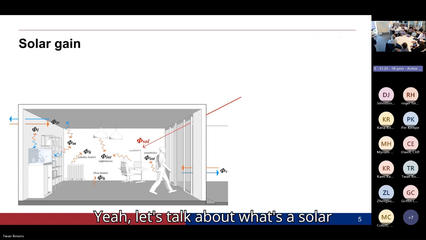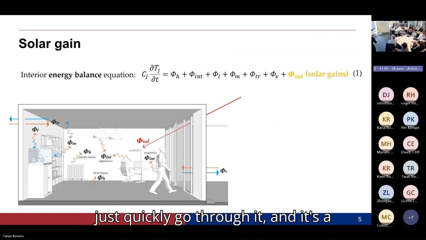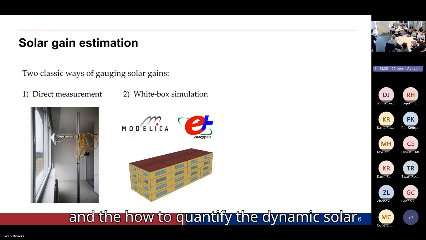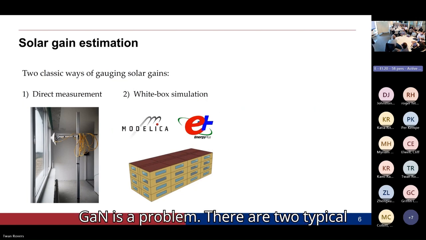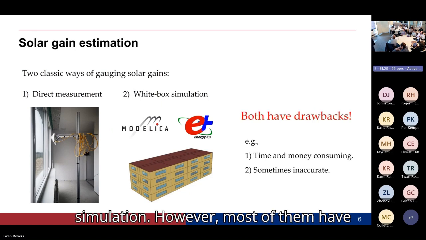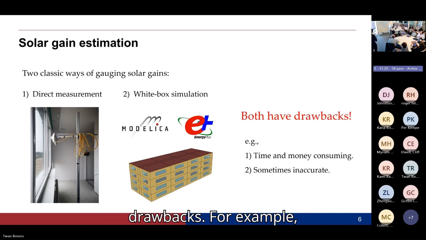Let's talk about what solar gain is. I think most of you know it, so I will go through it quickly. It's an important part of the energy gain. It appears in the energy balance equation, and how to quantify the dynamic solar gain is a problem. There are 2 typical ways to do that. One is direct measurement, and one is white box simulation. However, both of them have drawbacks.